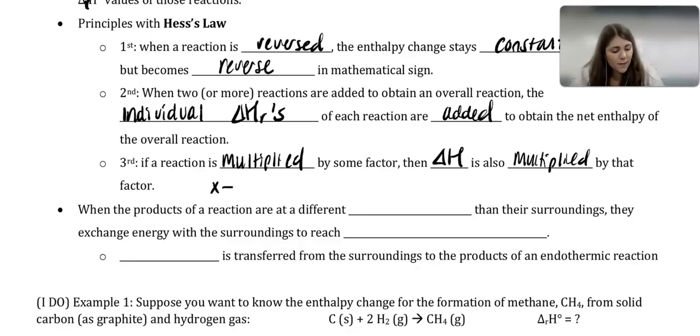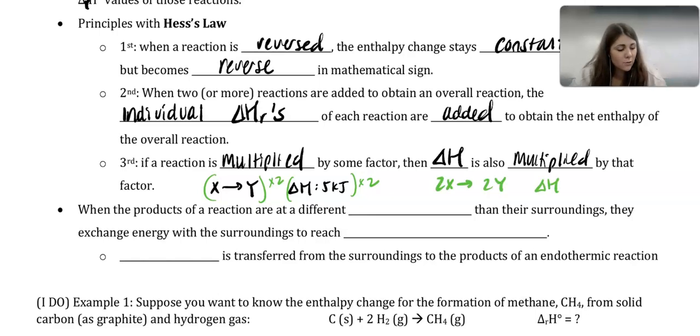So here, if you had X making Y, had a delta H of, let's say, 5 kilojoules, okay? And let's say you want to multiply the entire reaction by 2 to get 2 as the coefficient. So it becomes 2X making 2Y. Your new delta H now is 10 kilojoules because we had to multiply it all by 2. So however you manipulate the reaction, you need to do the same thing to the delta H.